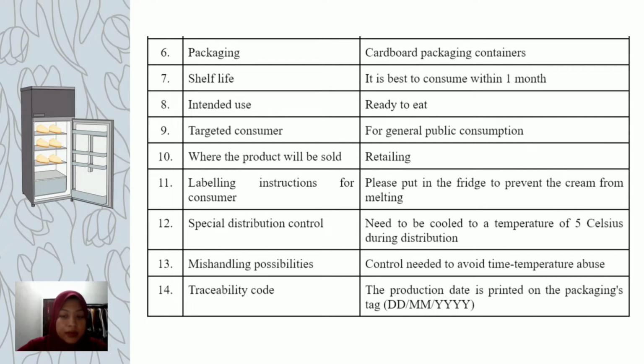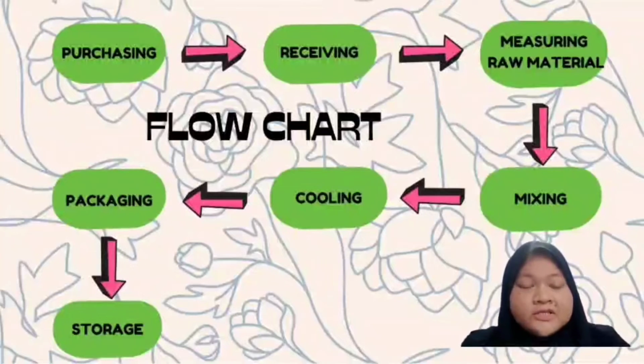Number 11, labeling instructions for consumer: please put in the fridge to avoid the whipped cream from melting. Number 12, special distribution control: needs to be cooled to a temperature of 5 degrees Celsius during the distribution process. Number 13, mishandling possibilities: control needed to avoid time-temperature abuse. And lastly is the traceability code. The production date is printed on the packaging tag with the format days/months/years.